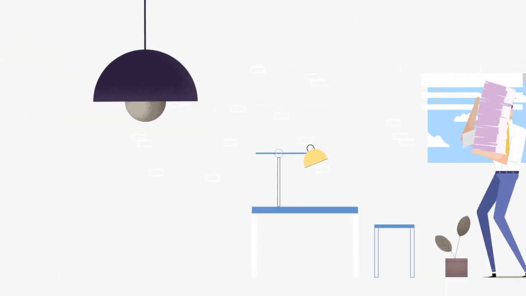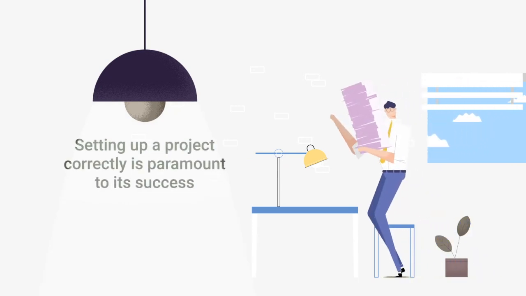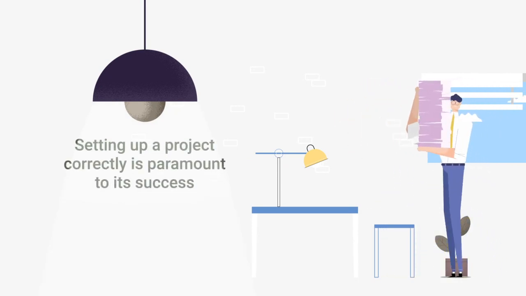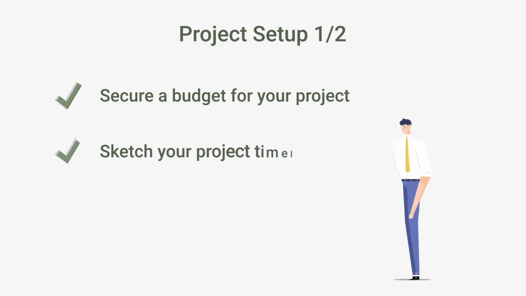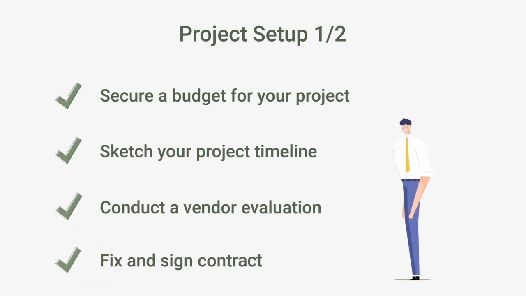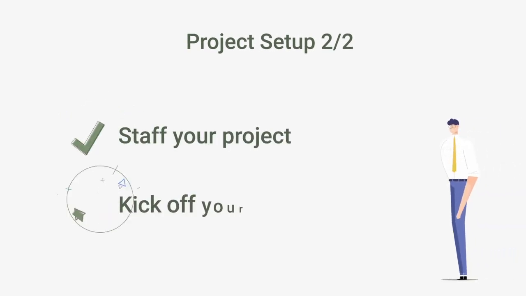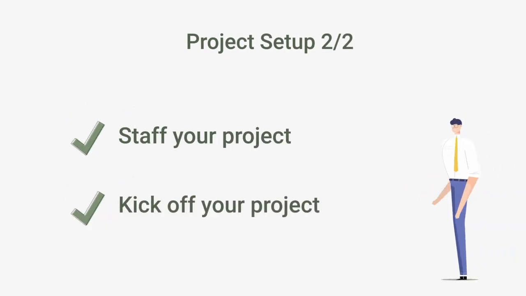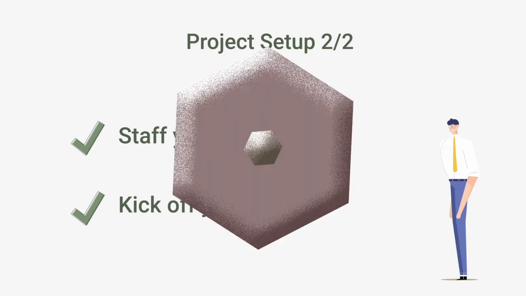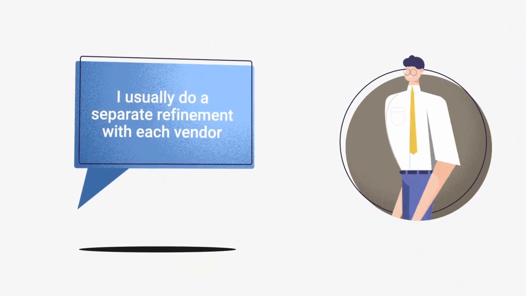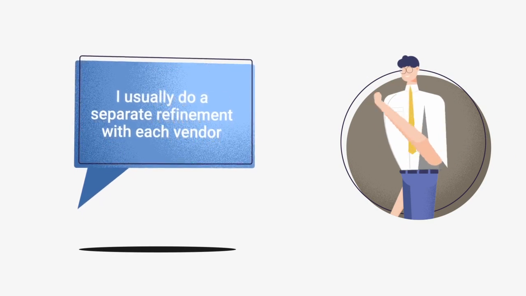The project setup phase comprises the steps that are necessary for you to start a project based on your product backlog. Setting up a project correctly is paramount to its success. The usual initial steps that you need to take are securing a budget for the project, sketching a timeline, conducting a vendor evaluation, fixing and signing contracts. As it gets more concrete, you need to staff your project and, finally, kick it off, which means that you officially start.